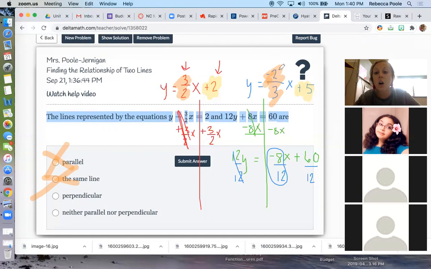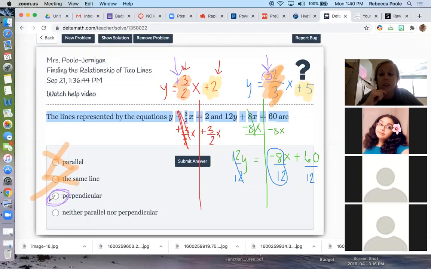Now, what else do y'all notice about these 2 slopes? Because I see something else. It's flipped and the sign changed. This one was 3 over 2. This one is flipped. It's now 2 over 3. And then this one is positive. What's this one? Negative. Which means they are perpendicular.